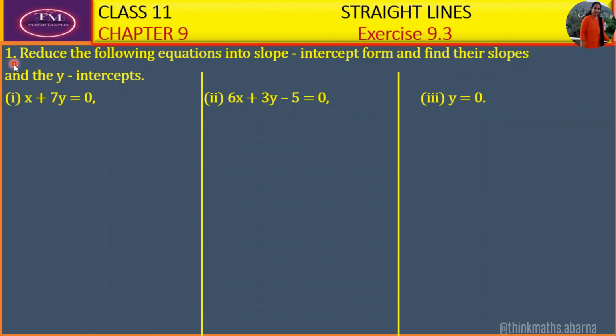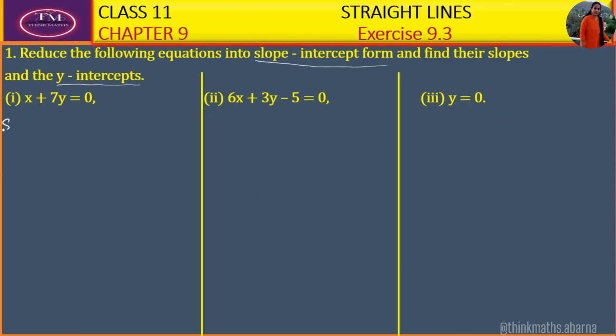Question number 1: reduce the following equations into slope-intercept form and find their slopes and the y-intercept. So we have to reduce these equations to slope-intercept form. In the intercept forms, we have three forms: x-intercept, y-intercept and both the intercepts. Here we have to find the slopes and the y-intercept. So slope-intercept form is based on the y-intercept.